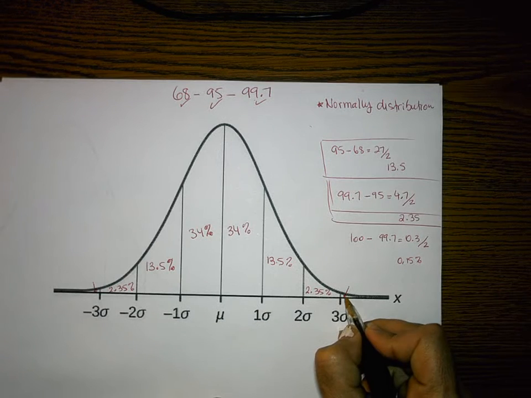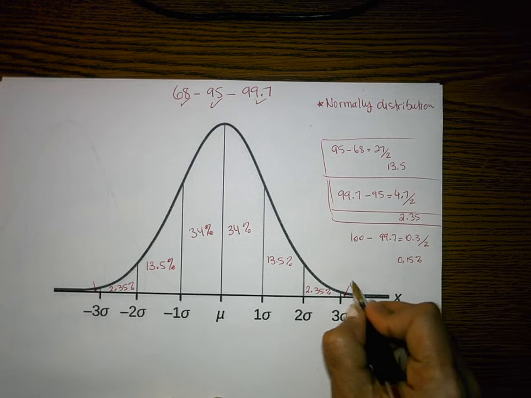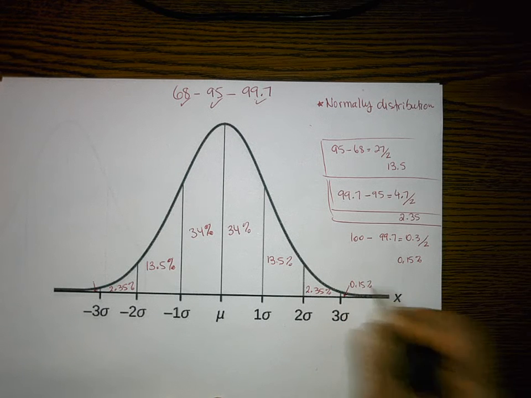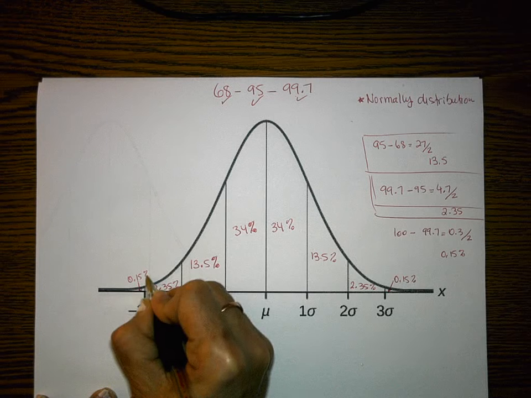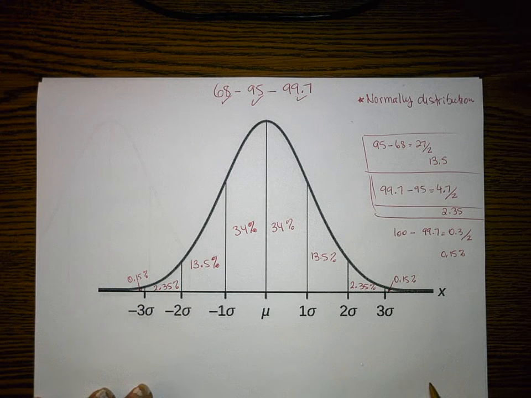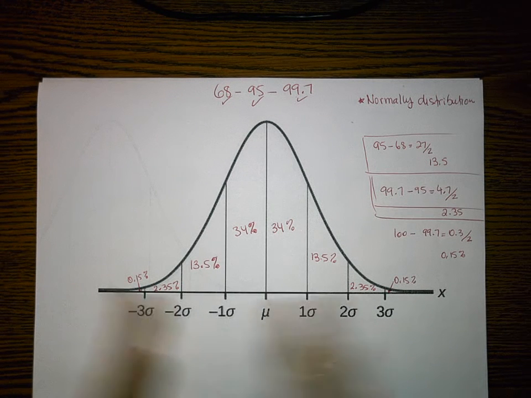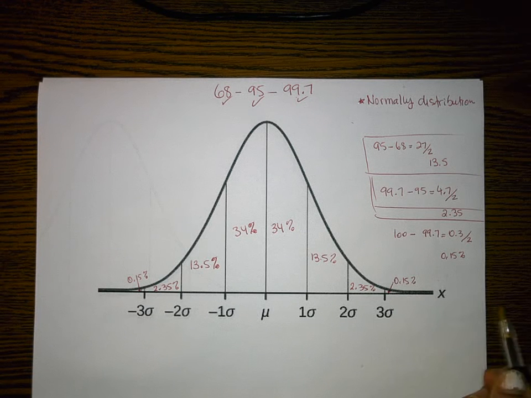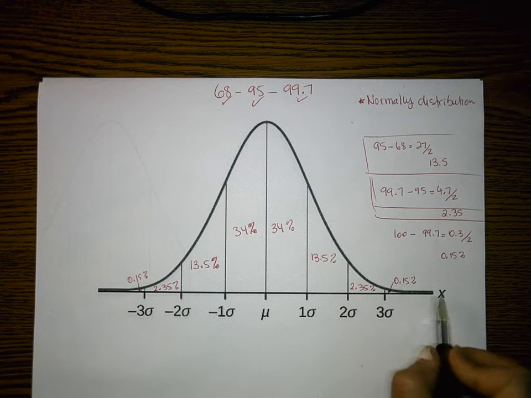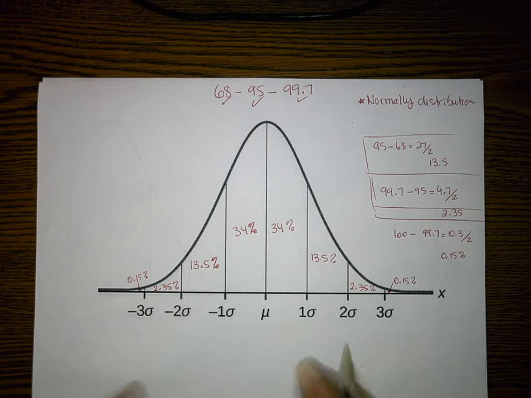So that is what is left over right here, is 0.15%, and here is 0.15%. So now I have accounted for all of the curve, even though this curve never really touches the x-axis here. We are more concerned with the 99.7%.